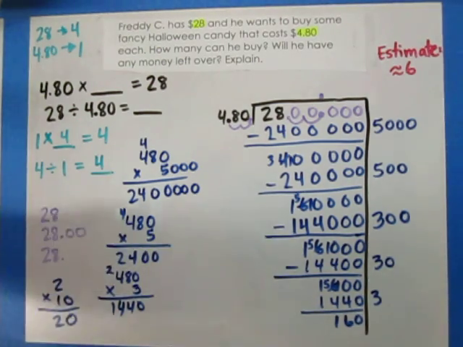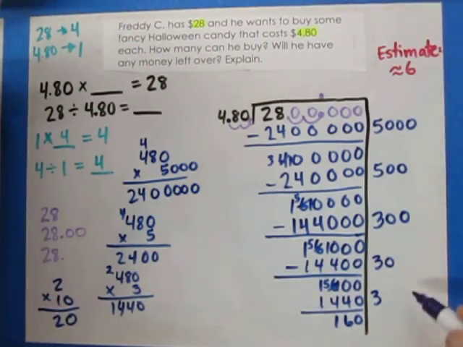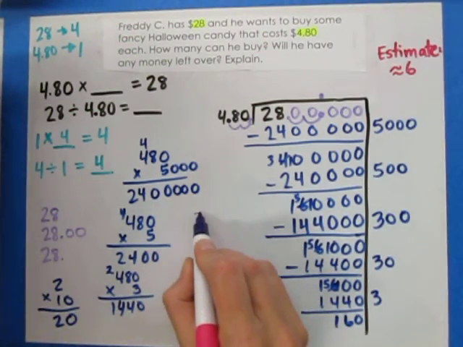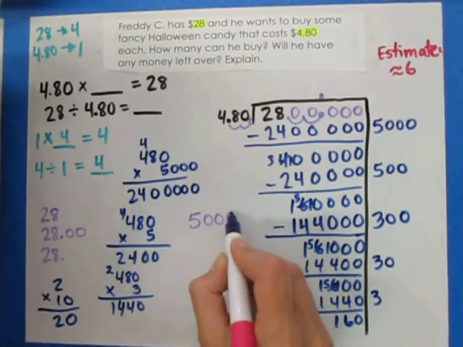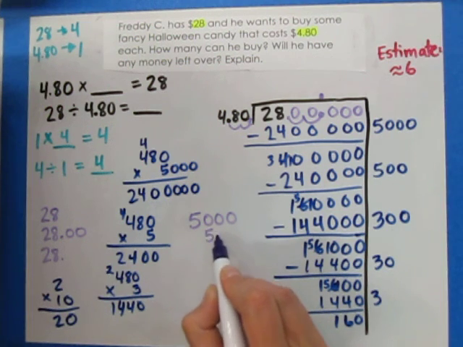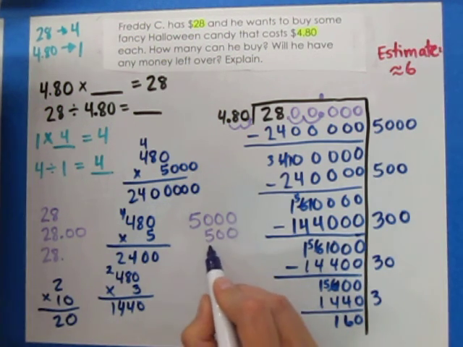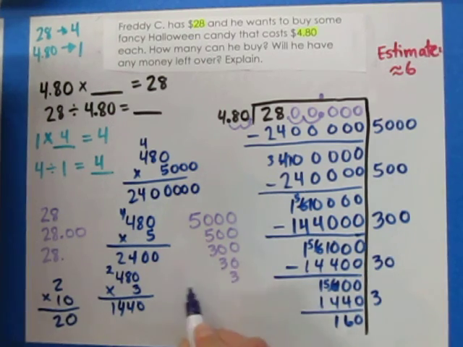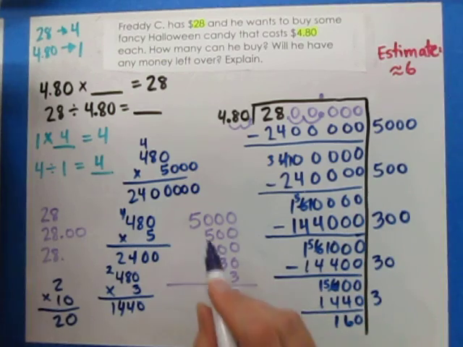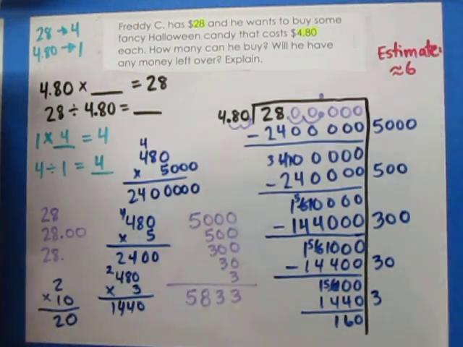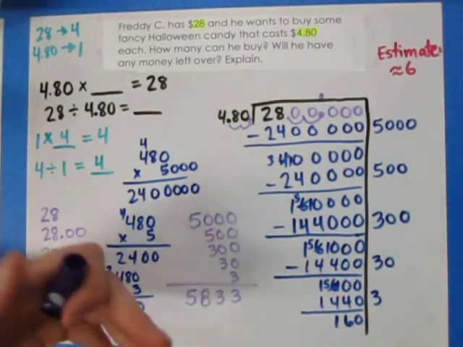So I'm going to add them up. I'm going to use purple. I could add them up in my head, but if you are going to add them up in writing, because you're not so sure about adding them up in your head, please make sure to line up your place value. So you have your ones, your tens, your hundreds, and your thousands. Okay, so now I have 5,833.